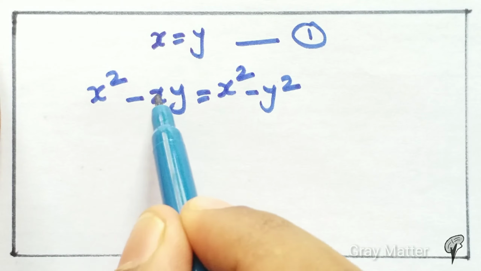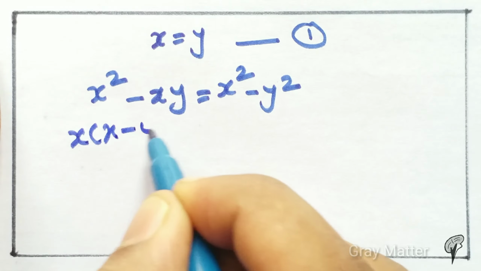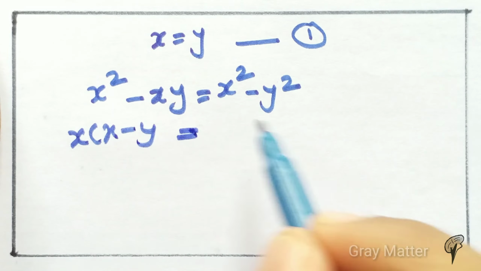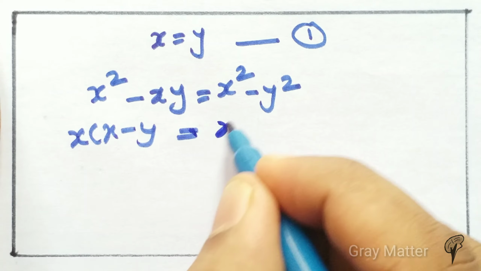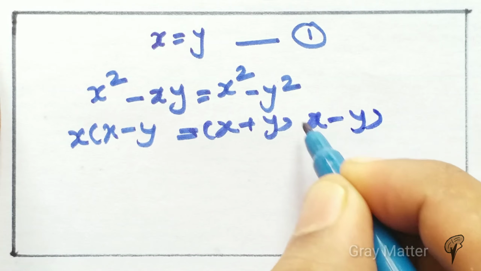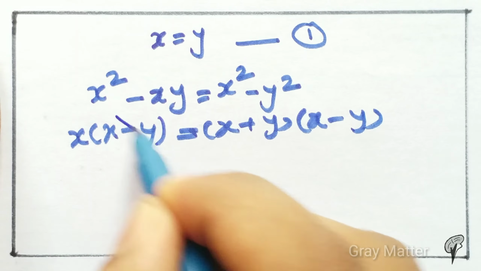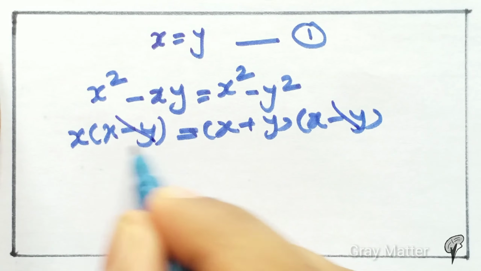Now here x is the common factor, so this can be written as x into x minus y. That is equal to x square minus y square, which is equal to x plus y into x minus y. So here x minus y is the common factor, so we can cancel that. So x equal to x plus y.